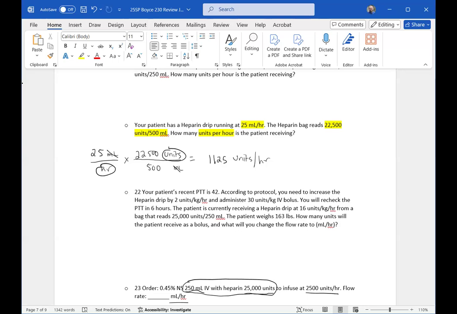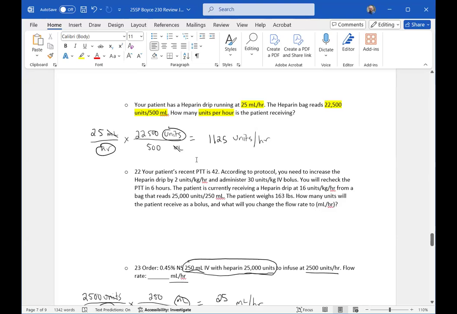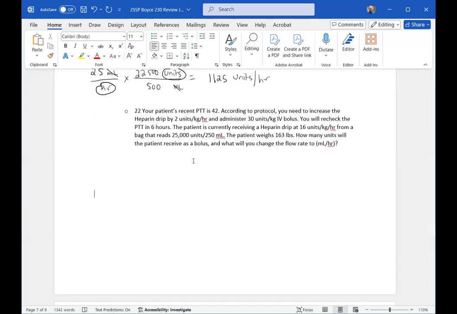All right. So since I'm in this kind of vicinity, I want to work through 22, because 22 is a good example of a type of heparin question that you might see on your test. So I'm just going to do that.